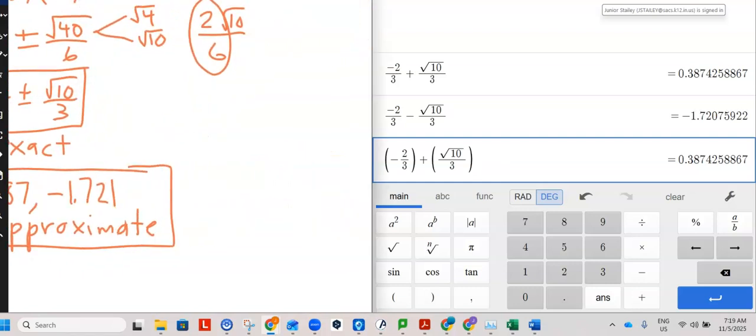Now, if that's not making sense to you, it would look more like this on the horizontal style, or maybe it would have a fraction bar again in parentheses, square root 10 divided by 3.